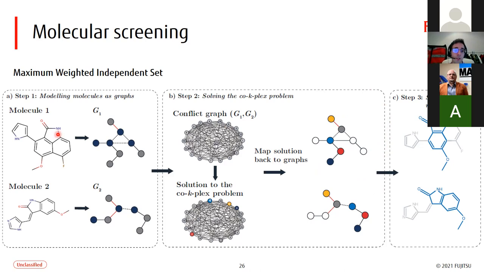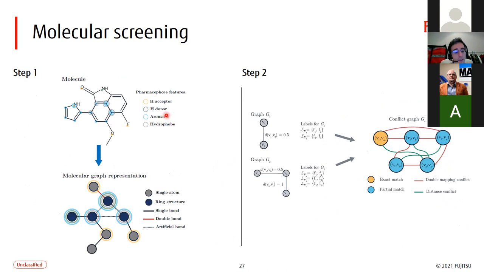So going into more detail, having this molecule that has several properties, like this is a hydrogen acceptor or donor, or this is aromatic, or this is hydrophobe, whatever the characteristics or the features that they have. We first need to get the molecular graph representation, like in here, as we have seen before. So, how do we build this conflict graph?